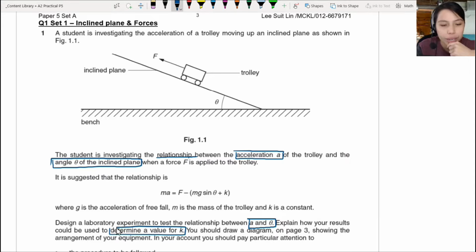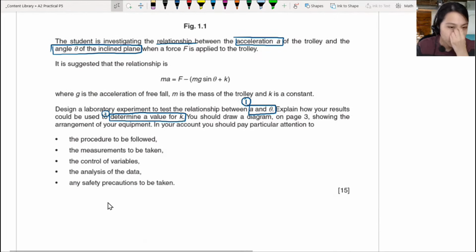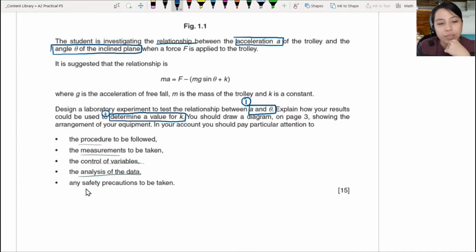So you have 2 things to do in this write-up. Number 1, you need to test this relationship, designing a whole experiment. Number 2, we need to figure out how to find this strange unknown k using our gradient or intercept, which is what we do a lot in question 2. So we need to draw a diagram showing the arrangement, and this part usually is just a summary of what to include: procedure, measurements, what variables, analysis of data, and safety precautions.